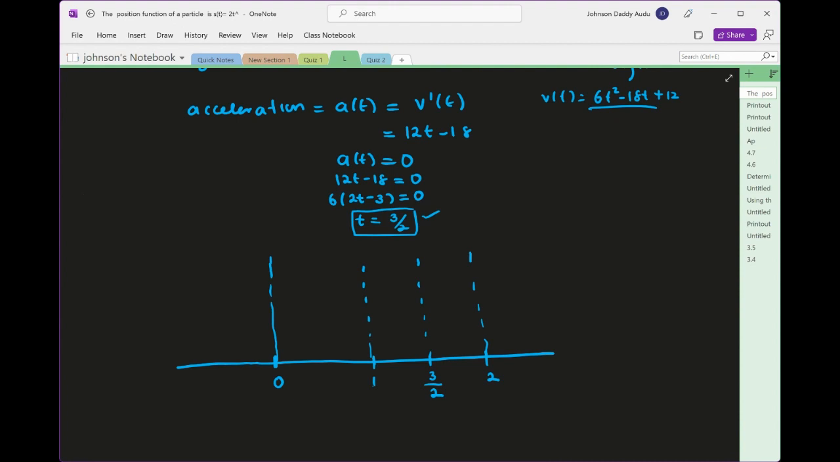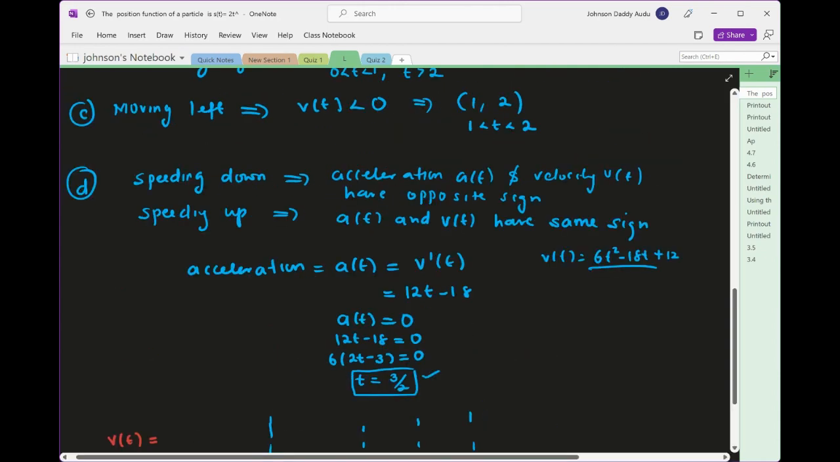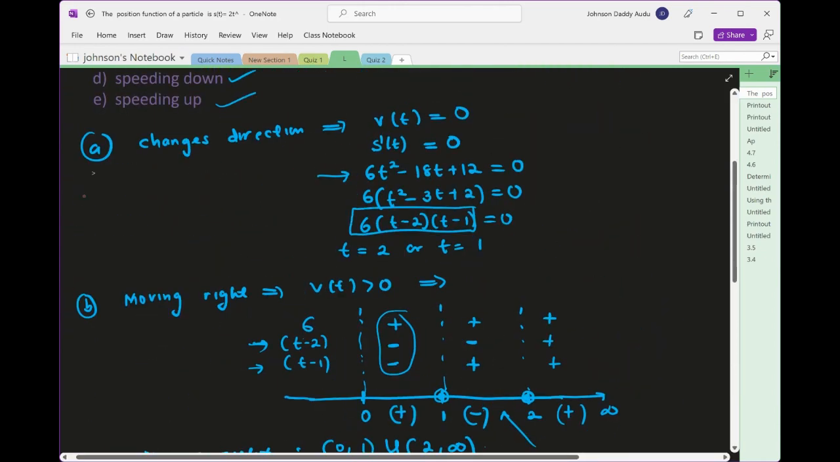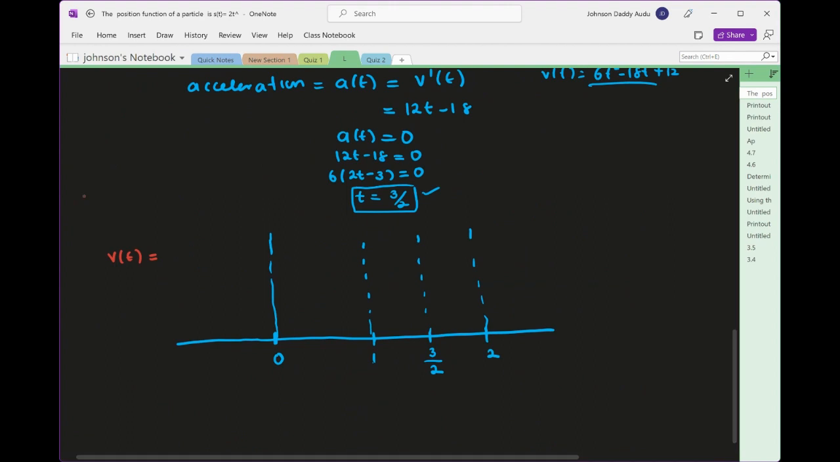But what do we have on this side now? We need to have our velocity. So what is our velocity? Remember our velocity, but it's better you put it in factored form. Everything here represents our velocity, but in factored form it is better. Remember here we factored it, which is 6 times t minus 2 and t minus 1. Then also we have to put our acceleration a of t, which is just 6 times 2t minus 3.